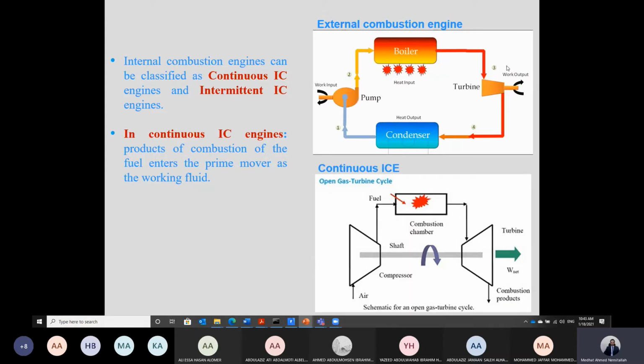So in this case, Shabab, we generate the shaft power or the work in one unit, but we burn the fuel in another unit. And in this case, there is a working fluid, which is the steam, to generate the power. So we classify the steam turbine as an external combustion engine, because we burn in one unit and we get the power in another unit. But what about the gas turbine? This is the steam turbine.